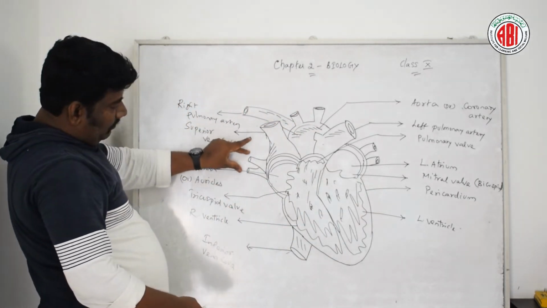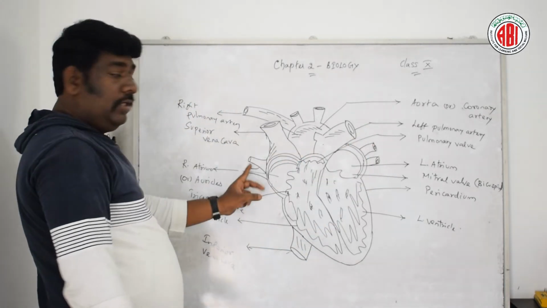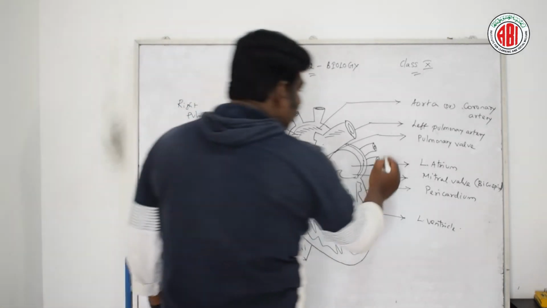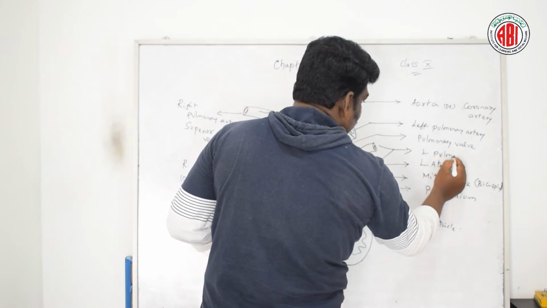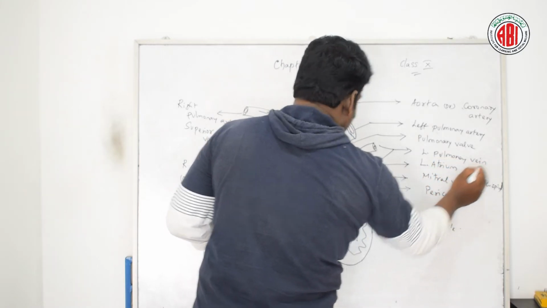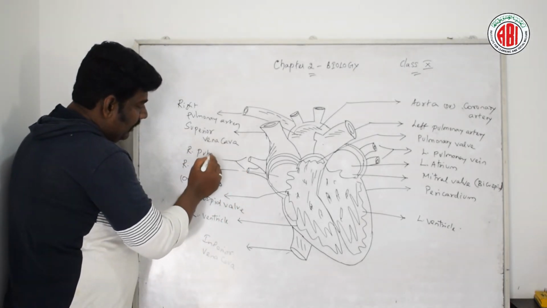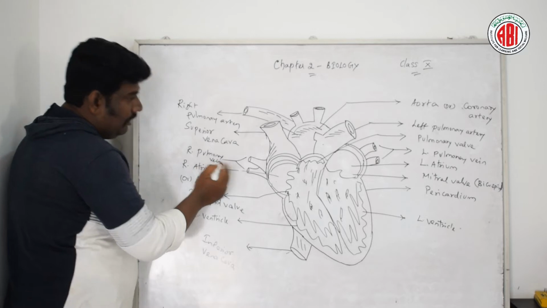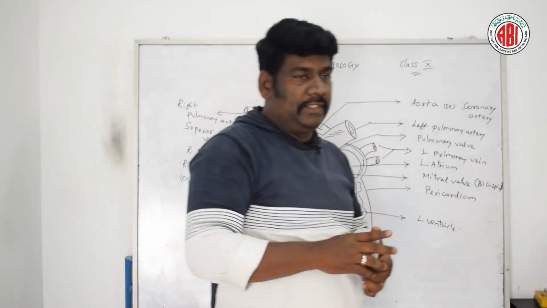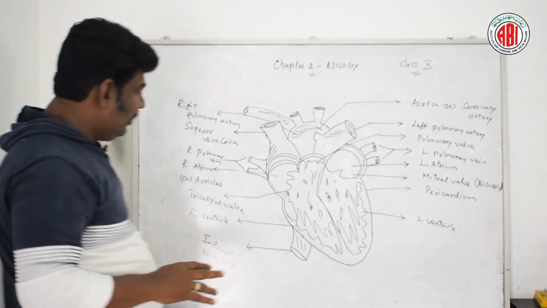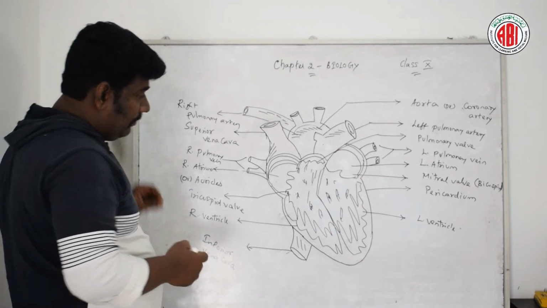Here we can see two small tubes. Here also two tubes are there. These four tubes are called the pulmonary veins. This is called the left pulmonary vein, and these both are called the right pulmonary vein. That is the left side pulmonary vein, and this is the right side pulmonary vein. Okay, so done. These are the most important labelings.